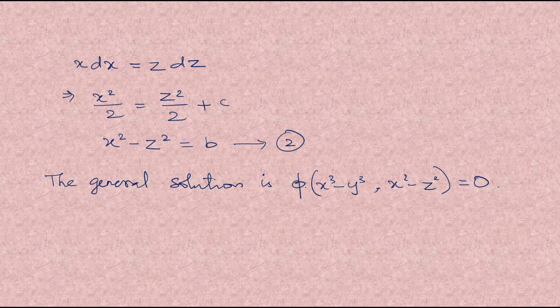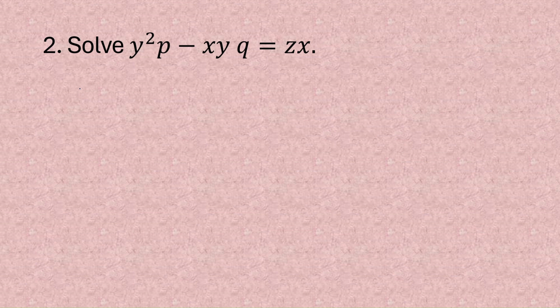where phi is called an arbitrary function. Now moving to the next question, y square p minus xyq is equal to zx. Here P is equal to y square, Q is equal to minus xy, and R is equal to zx.